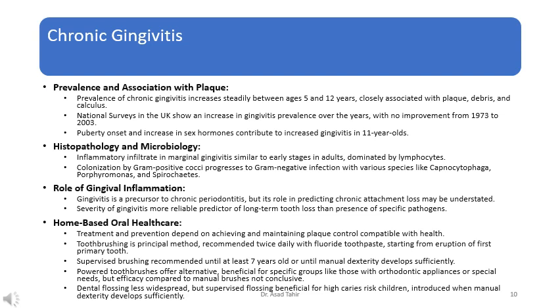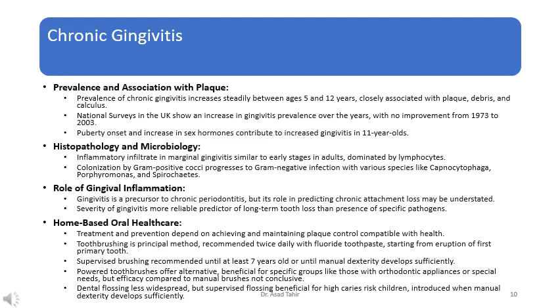Histopathology and microbiology. The inflammatory infiltrate in marginal gingivitis is similar to the early stages in adults. Colonization by gram-positive cocci progresses to gram-negative infection with various species like Capnocytophaga, Porphyromonas, and spirochetes. Role of gingival inflammation. Gingivitis is a precursor to chronic periodontitis, but its role in predicting chronic attachment loss may not be fully understood. Severity of gingivitis is a more reliable predictor of long-term tooth loss than the presence of specific pathogens.